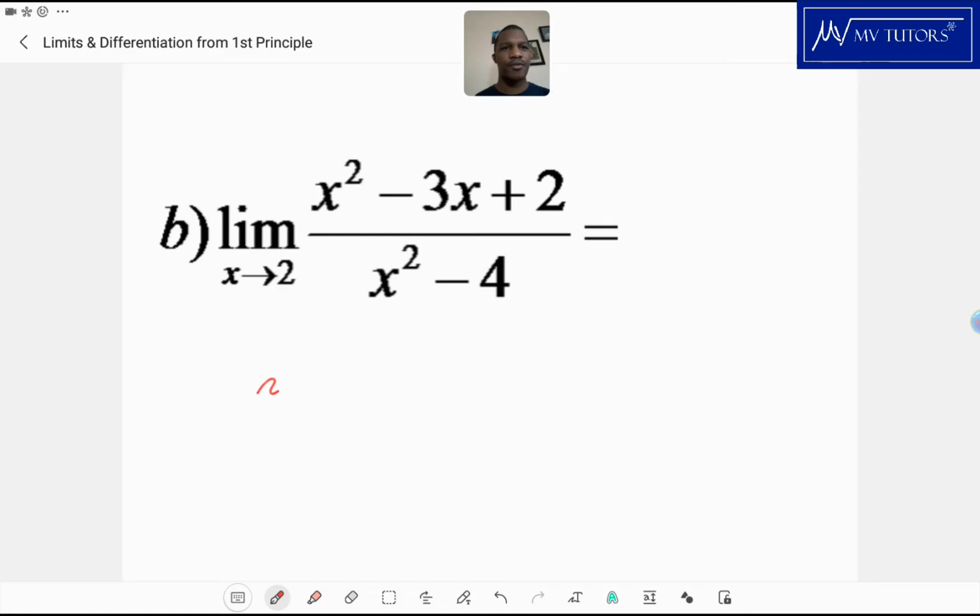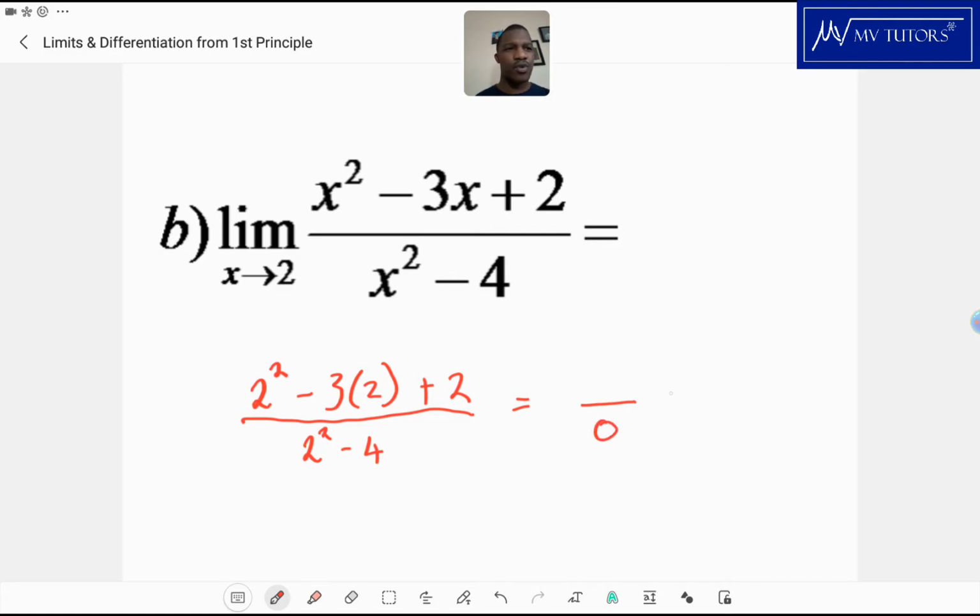Where there's an x, we put a 2, so we're going to have 2 squared minus 3 times 2 plus 2, divided by 2 squared minus 4. Now, there's something happening here. 2 squared is 4, so you get 4 minus 4, which gives you 0.